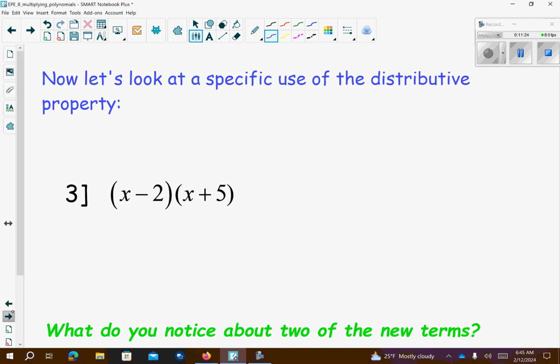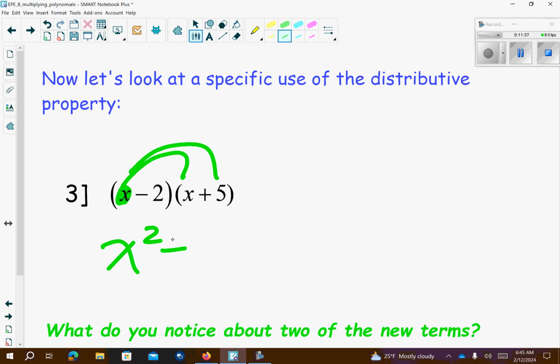Okay, number 3. Let's do this. I'm going to highlight where I'm going to distribute. So this is going to come here and here. So x times x is x squared. X times 5 is 5x. And then I'm going to distribute here. Negative 2 times x is negative 2x. Negative 2 times 5 is negative 10.